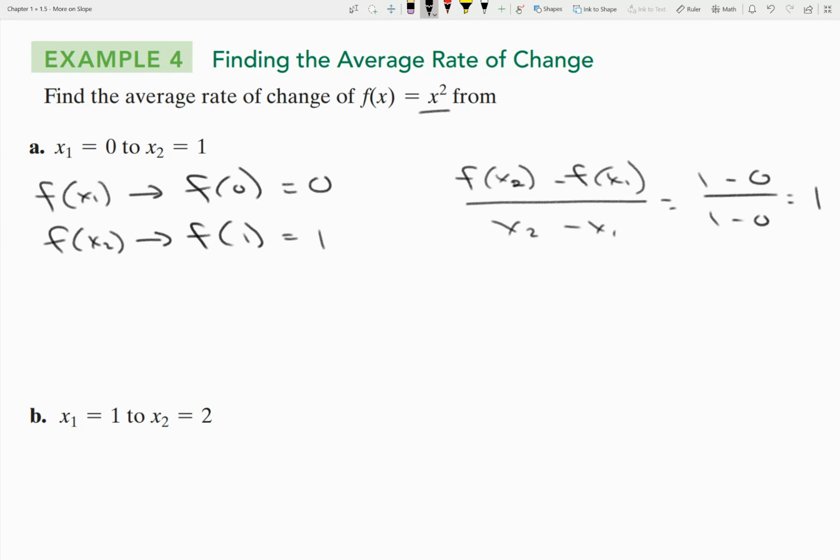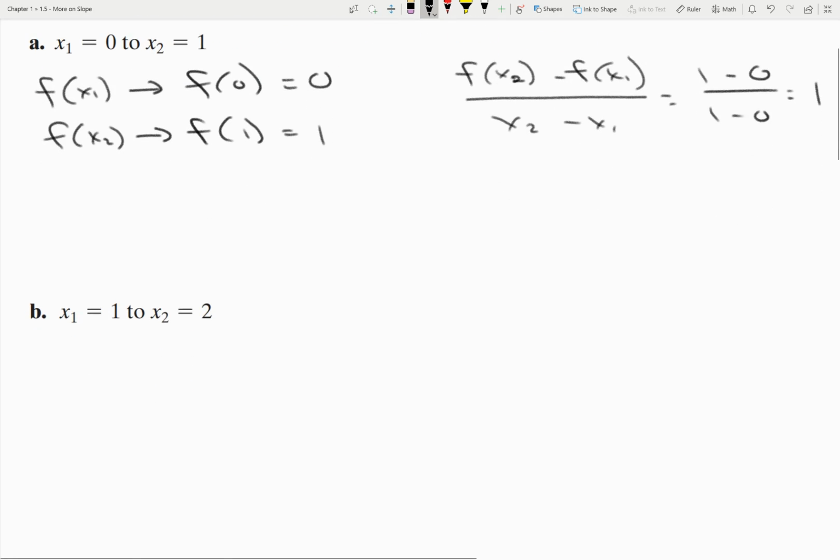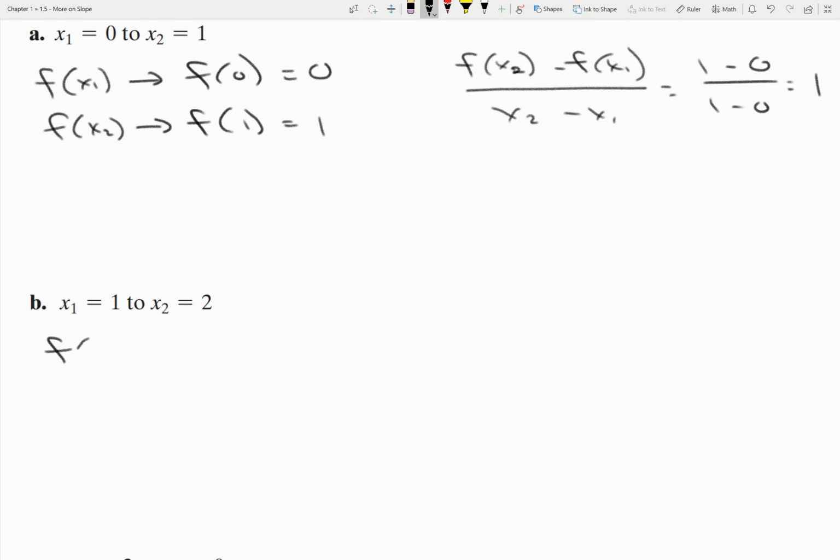Okay, what about from 1 to 2? Now this is going to be a little bit different. So we want to find f of 1 and f of 2. Well, 1 squared is 1, but 2 squared is 4. So now my formula, f of x2 minus f of x1, is going to be 4 minus 1 over 2 minus 1. So that's going to be 3 over 1, which is 3. So definitely a difference of slope.